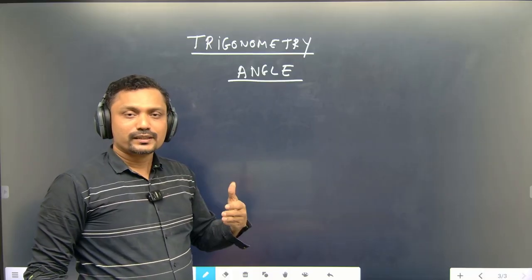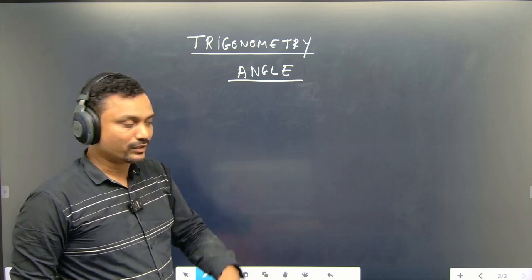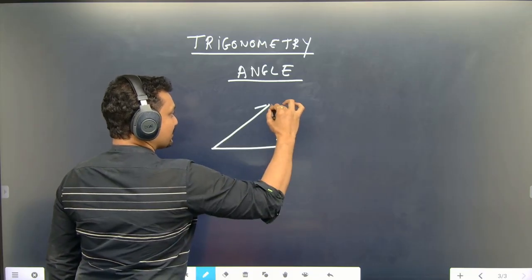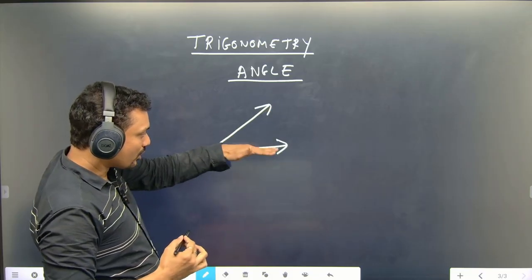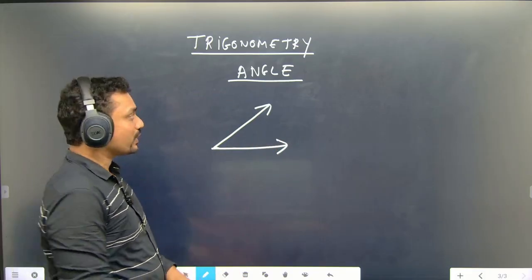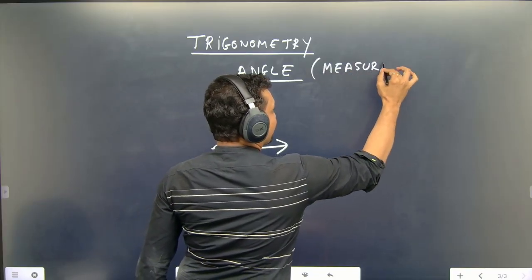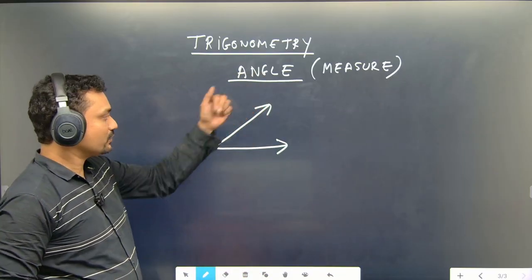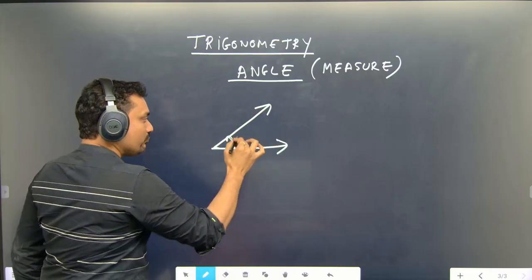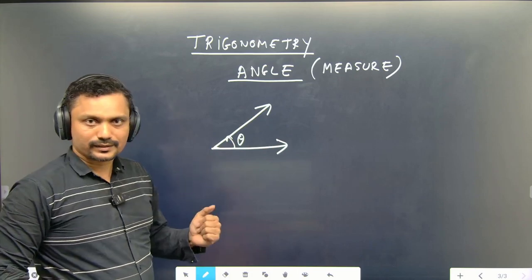So, angle is actually a measure of separation between two lines originating from the same point, or two rays we can say. Now, let us say there are two rays or two lines, something like this. If you want to know how much they are separated, what is the separation between them, we use the concept of angle. So angle is basically a measure. This is a measure in maths and in physics. If you want to know what is the separation between these two lines, we use the concept of angle, and usually angle is denoted by the Greek letter theta.